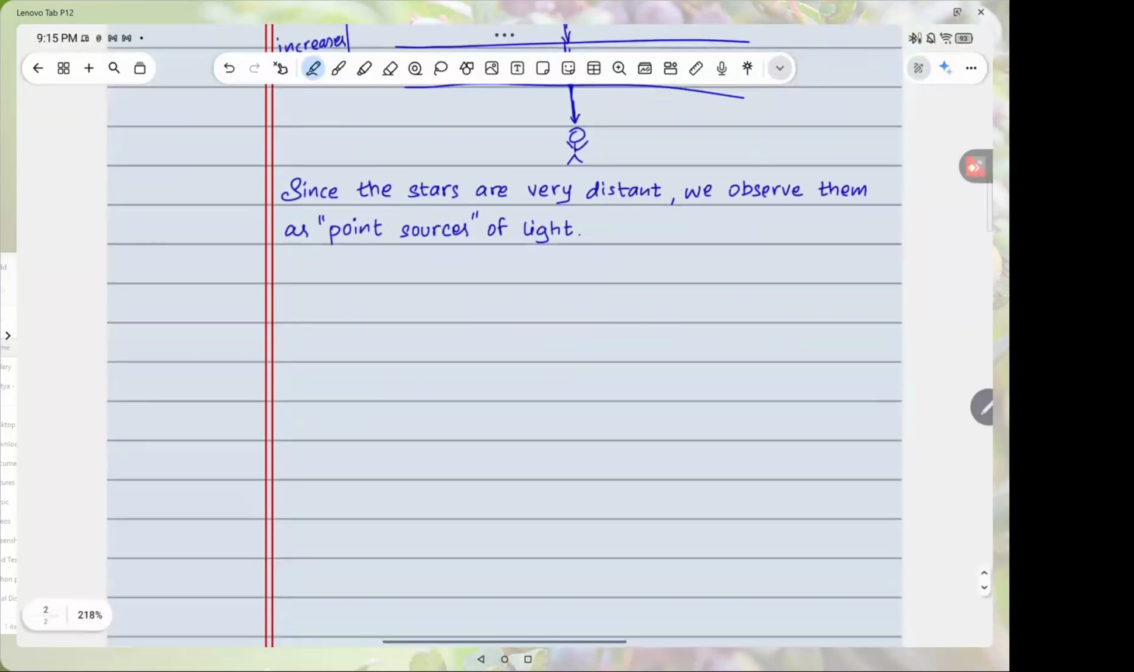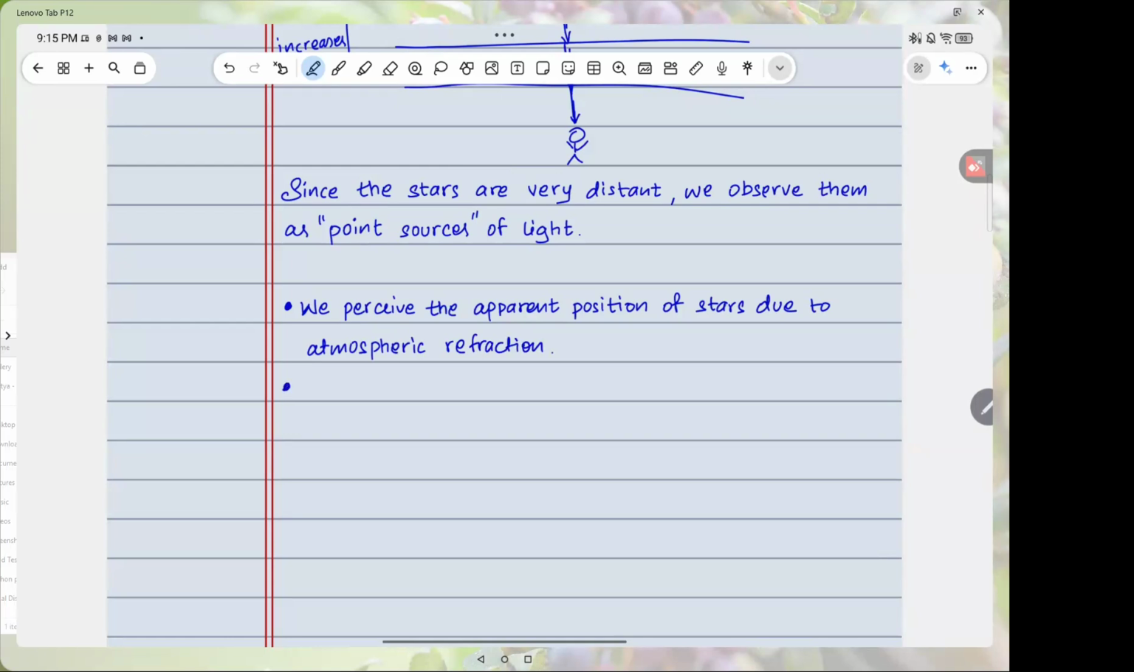Okay, so to summarize this, why do stars twinkle? Because first reason, we perceive the apparent position of stars due to atmospheric refraction. Okay, second point, the stars are very distant. Distant means very far away. So we observe them as point sources of light.